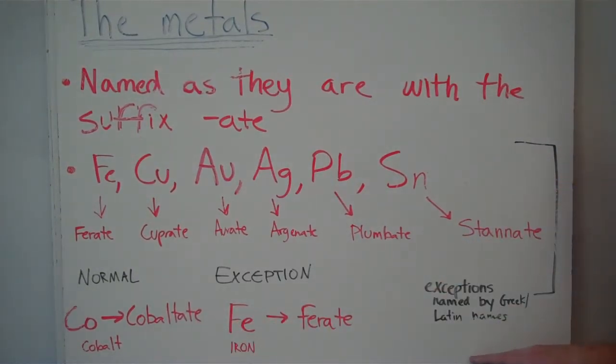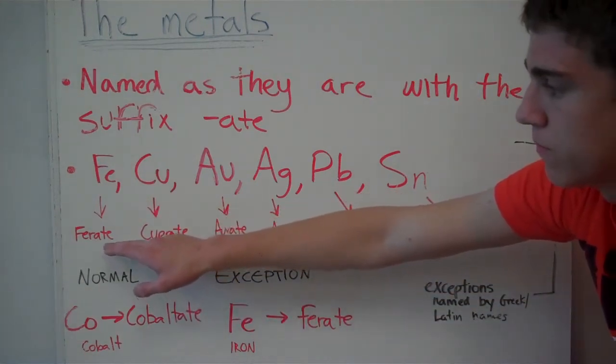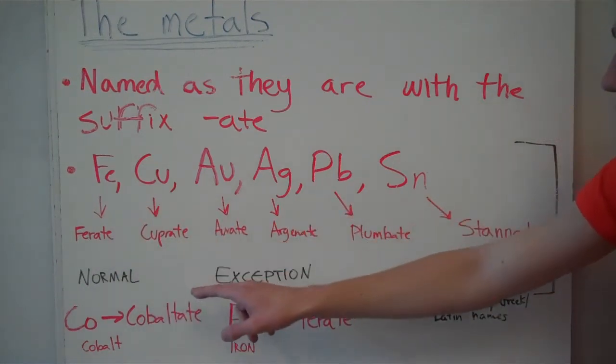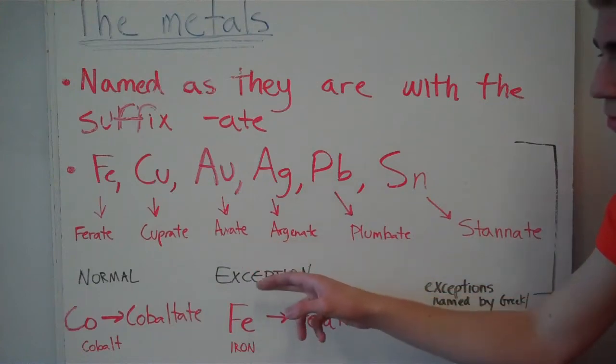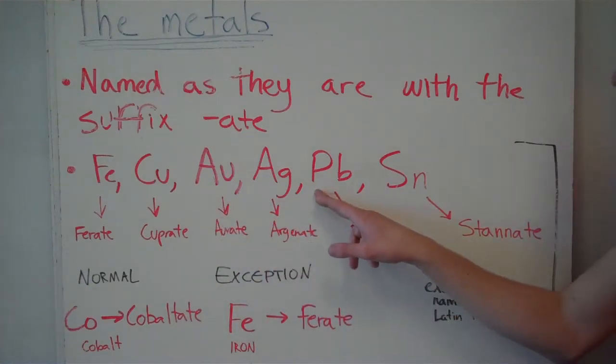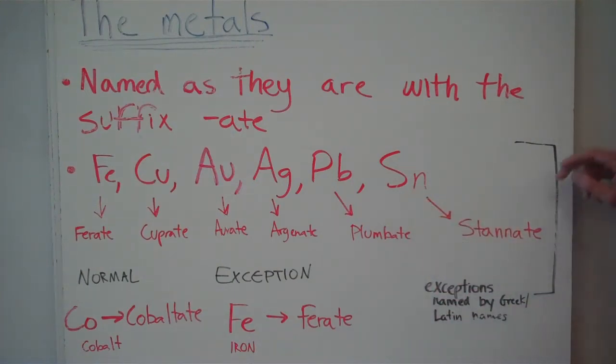The exceptions are the ones that use the Latin names. So instead of iron, instead of ironate, it'd be ferrate, copper, cuprate, instead of gold, ate, which just sounds odd, it'd be aurate, silver, argentate, lead, plumbate, tin, stannate.